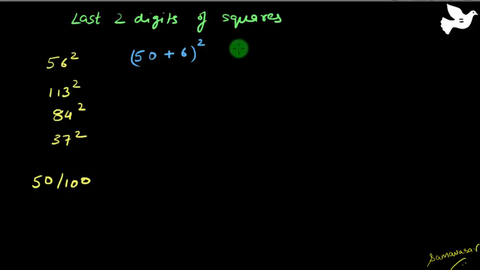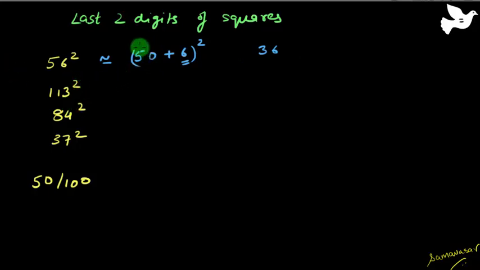Now once you express it like this, the rule here is that the last two digits of 56 raised to the power 2 will be the same as the last two digits of 6 raised to the power 2. 6 raised to the power 2 is 36, which means the last two digits of 56 raised to the power 2 will be simply 36. So let us solve more questions so that we are clear.